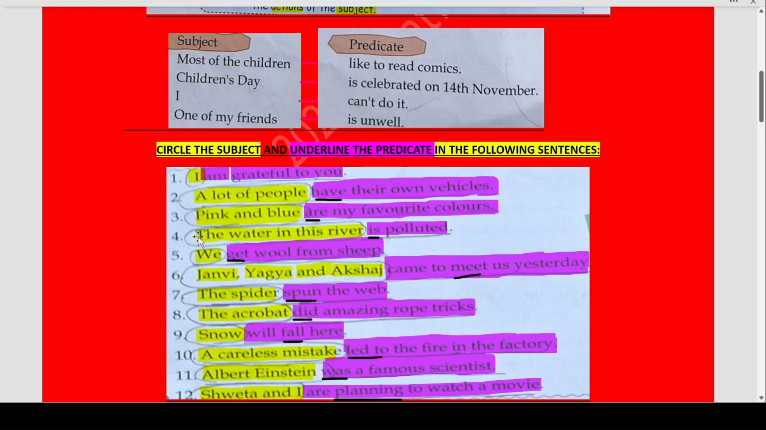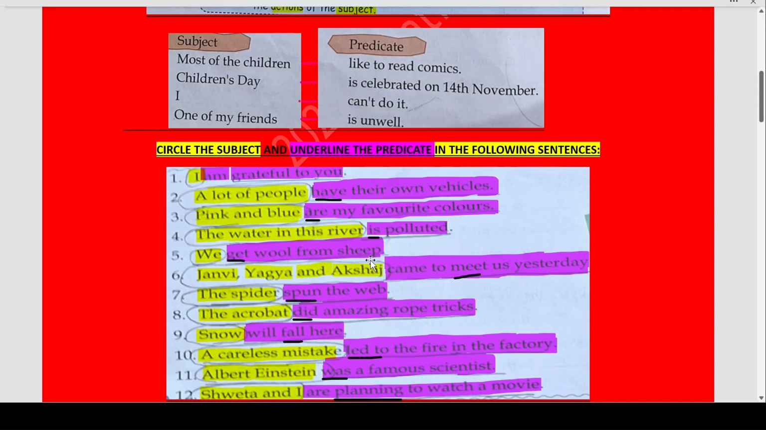Next, the water in this river is polluted. What are we talking about? The water in this river. So that becomes your subject. Is polluted. What information is being given to us about whom? About the water in this river. So the information given about the subject is the predicate part of the sentence which contains the verb is. So is polluted. Is again is a verb form of be, in the present tense. Is, am, and are are the verb forms of be, verb in the present tense.